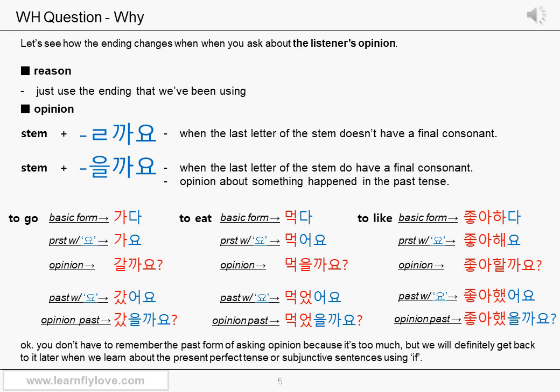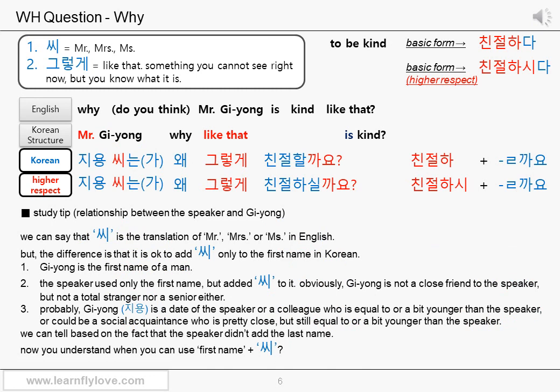Okay, very good. Let's take a look at this interesting example on this page. Why do you think Mr. Jiyoung is kind like that? Like that here can mean both very kind or so kind and literally like that. Whatever it is, they mean all similar, at least in a Korean sentence.